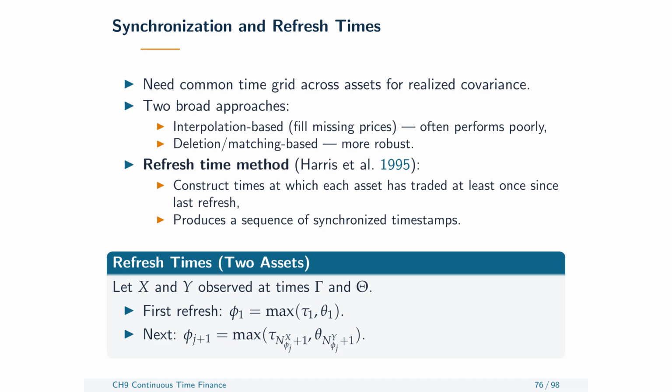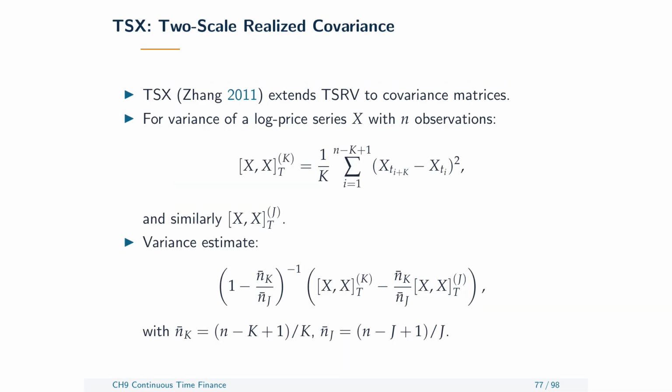The first refresh time is the earliest date by which every asset has produced an observation. After that point, wait until every asset has traded again and define the next refresh time. For each asset, use its most recent observation at or before the refresh point. Repeating the procedure creates a common sequence of vector prices. More assets and greater asynchronicity reduce the retention ratio.